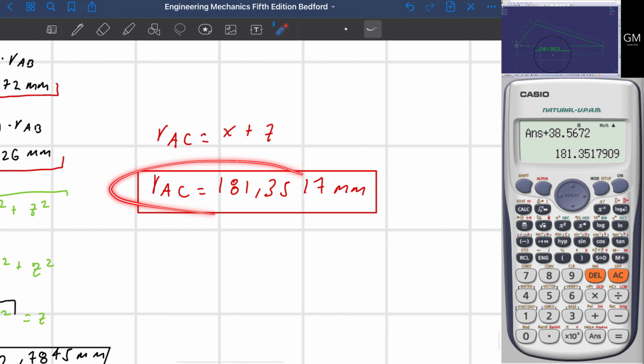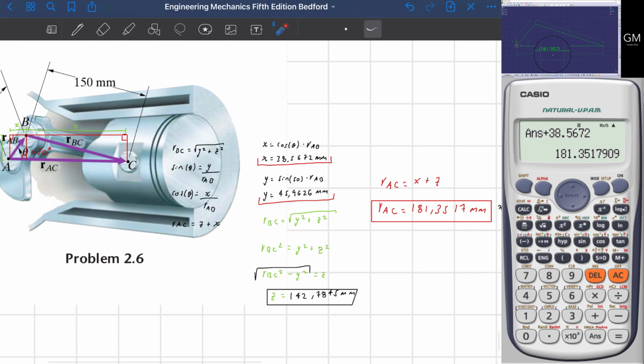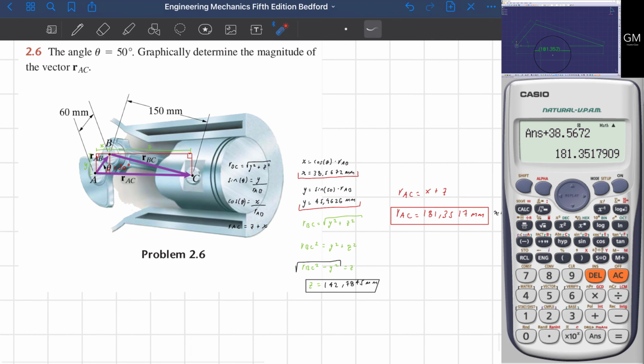So as you can see right here, this could be rounded off, or approximately 181.352. Why is that? Because I'm approximating this value to the next one, in this case the number 2. Okay guys, this is how this exercise could be solved and reviewed.